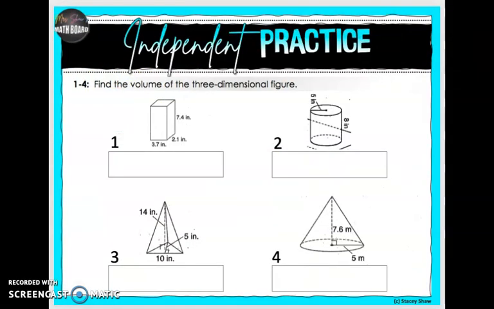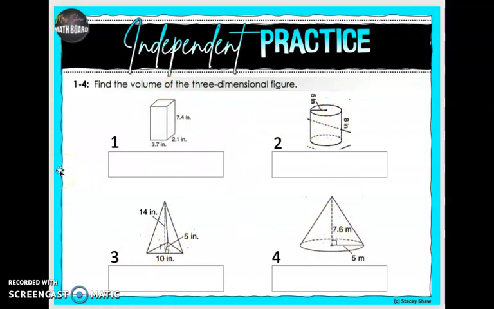Now it's time to show what you've learned today. So you have 4 questions. You're going to find the volume of the 3-dimensional figures. I should say figures, not figure. So we have a prism, a cylinder, a pyramid, and a cone.